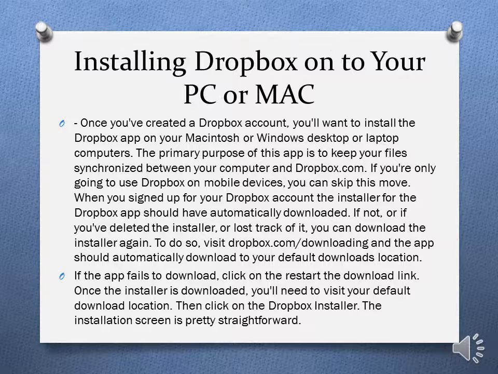If the app fails to download, click on restart and download the link. And it keeps calling it an app, but it really is just a download. An app would be for your mobile device. Once the installer is downloaded, you'll need to visit your default download location. Then click on the Dropbox installer. The installation screen is pretty straightforward. So you saw all that happening right before your eyes when we did that together.